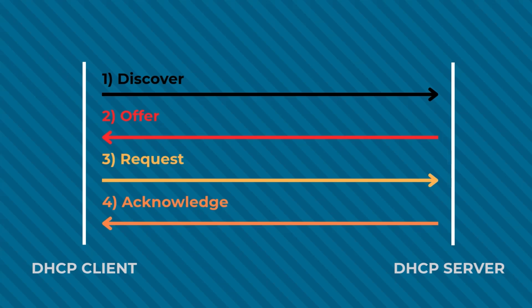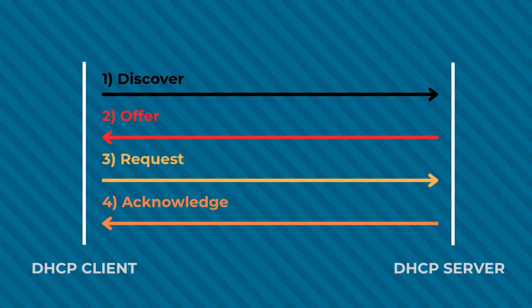So looking at the discover step, the client broadcasts a DHCP discover message to find the available DHCP servers. In the offer step, the DHCP servers respond with a DHCP offer message offering an IP address, subnet mask, default gateway, and DNS server addresses.